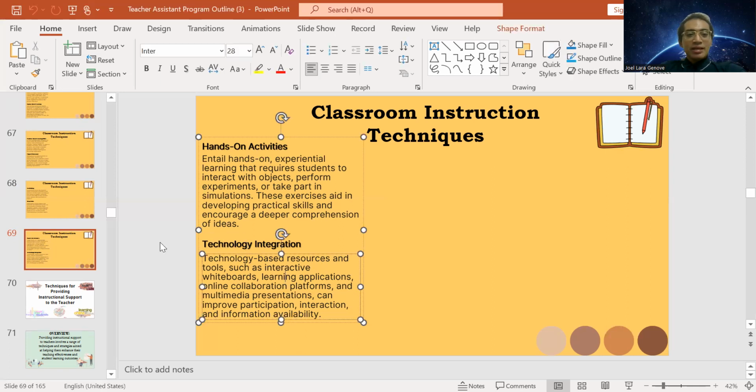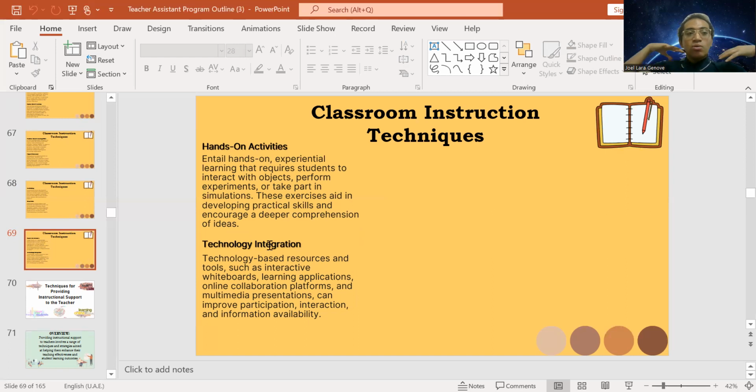Technology integration, technology-based resources and tools such as interactive whiteboards, learning applications, online collaboration platforms, and multimedia presentations can improve participation, interaction, and information ability. Yeah, that's true. Smart boards right now, we have online classrooms. So you should be familiar with that as well. So that will be your classroom techniques.